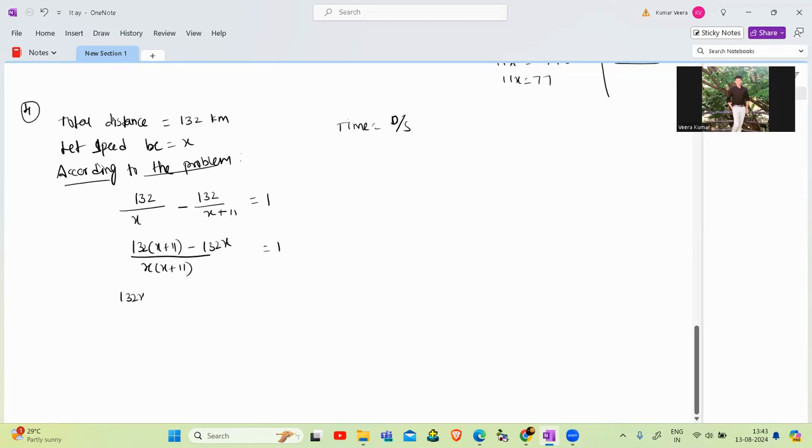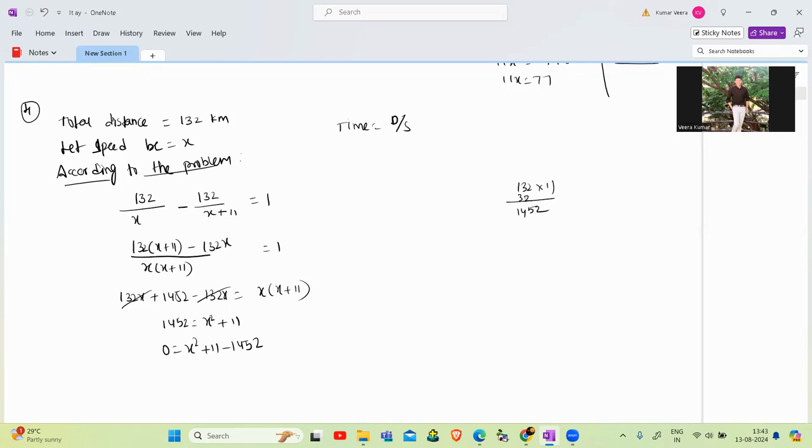132 into x is 132x plus 132 into 11. 132 into 11: 11 twos are 22, 11 threes are 33, 11 ones are 11, 11 plus 3 is 14, so 1452. Then 1452 minus 132x. This multiplication goes to that side, so 1 into x is x into x plus 11 only. Plus 132x minus 132x cancel. So 1452 is equal to x square plus 11x. So 0 is equal to x square plus 11x, you send 1452 to this side.